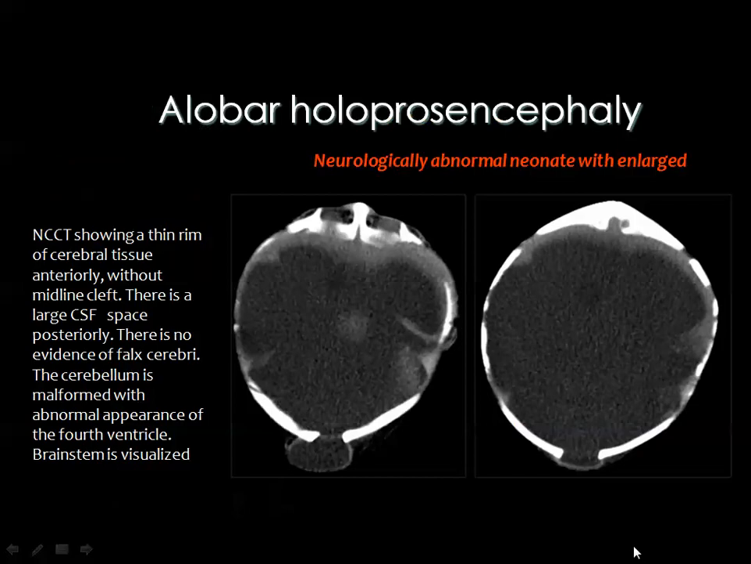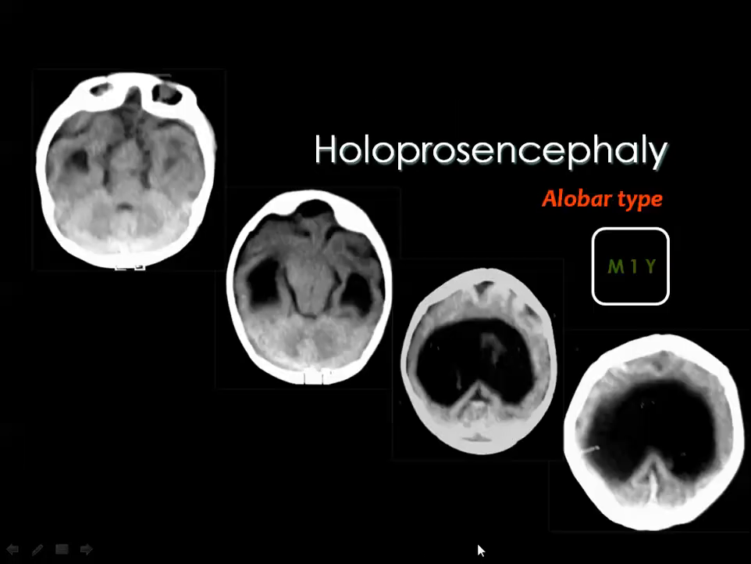They are also absent. And this is an example of alobar holoprosencephaly, where you see a single monoventricle with absence of the midline structures, together with the presence also of an occipital meningocele.